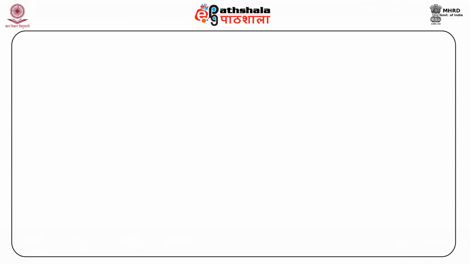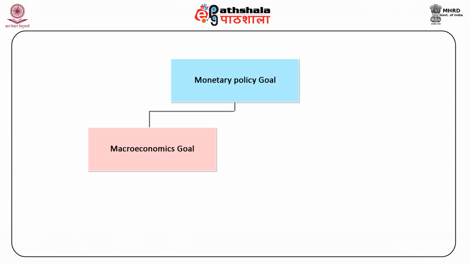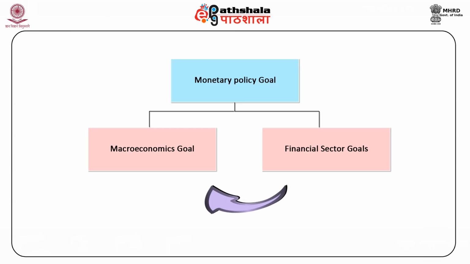Policy targets means the final target or goal and should be distinguished from intermediate target. Monetary policy goals are of two types: macroeconomic goals, goals for the entire economy; and financial sector goals, goals interpreted as that of maintaining some type of stability in interest rates. Financial sector goals also have macroeconomic implications.